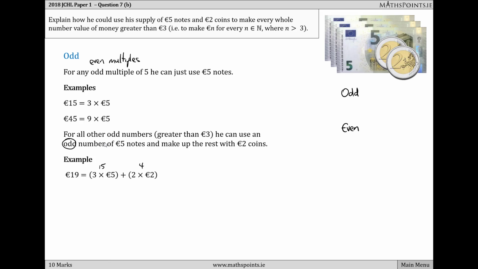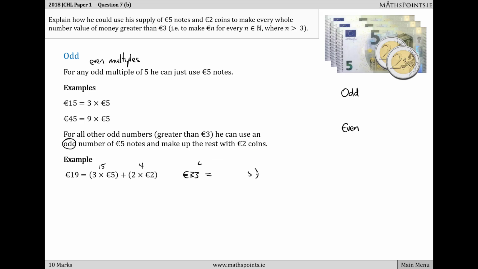To give an example of why this has to be an odd number of €5 notes, we saw in the previous example that if we used an even number of €5 notes, so for example, if we wanted to create the number 33, and we said that 33 was equal to 6 times €5, so using an even number of €5, that would be €30, and that would leave us €3 to make up of €2 coins, and we can't make up an odd number with €2 coins, and that's why we have to have an odd number of €5 notes to create all of these other odd numbers.